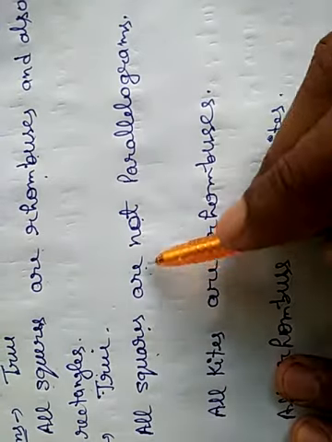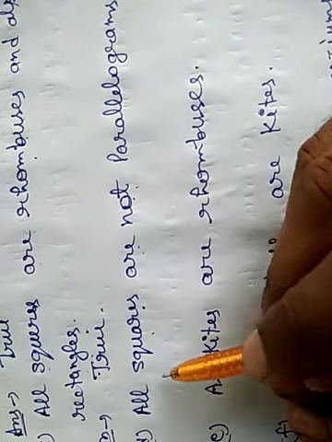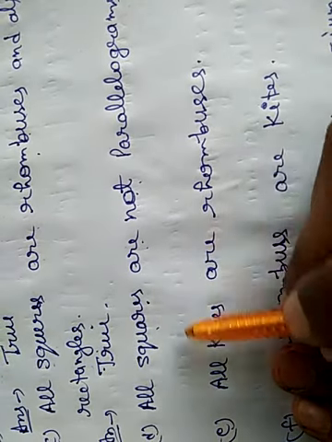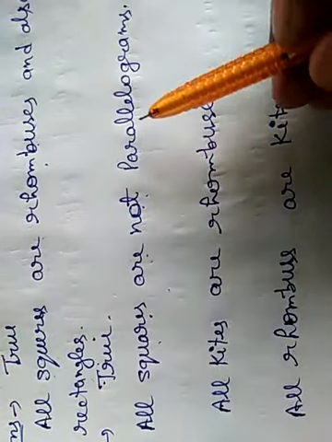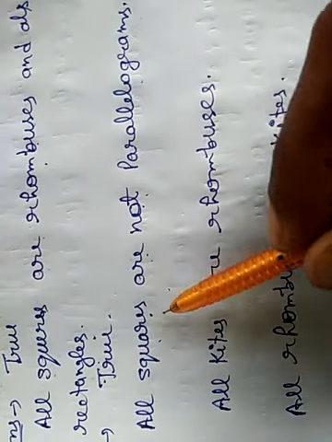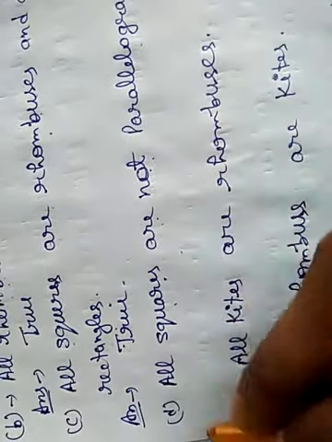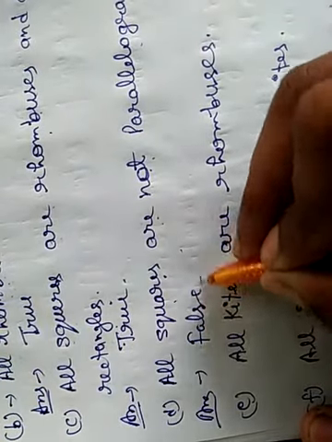And after this, D part: all squares are not parallelogram. It is not true. ये गलत है. You know very well, in a parallelogram opposite sides are equal and parallel. In a square also, opposite sides are equal and parallel. So this is false.